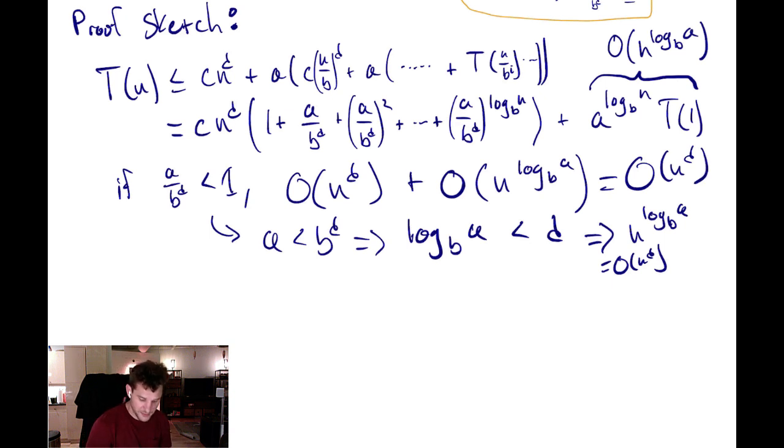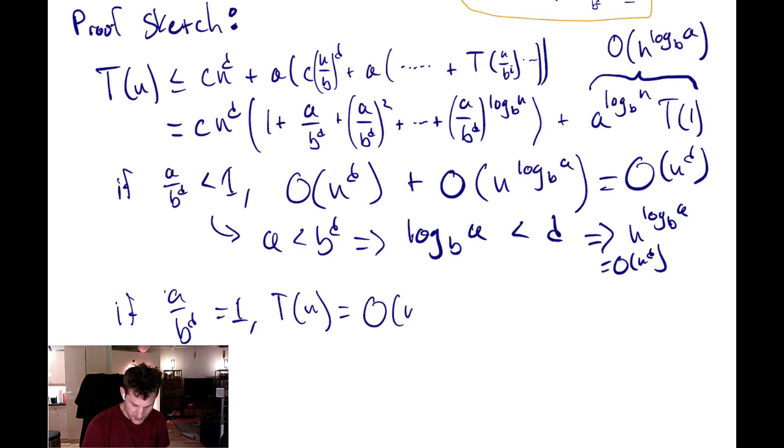Okay, so if it turns out that a over b to the d actually equals 1, then things are a little bit more interesting, because that means this geometric series here is just 1 plus 1 plus 1 plus dot dot dot plus 1, log base b of n many times. So you end up getting an expression which is T of n equals O of n to the d times log n, right? That log n comes from the fact that this geometric series is actually just a bunch of ones.